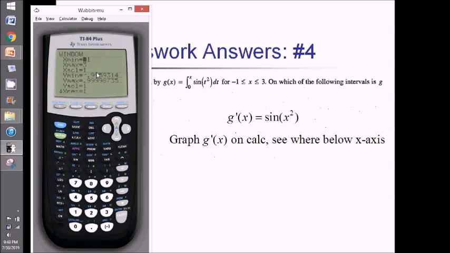And let's see here. I'm going to go to window and make sure I'm going from -1 to 3 because that's the interval they said to graph it on. I'll do a zoom fit for this. Guaranteed to get the perfect window for this function between -1 and 3. And I can see there's only one place in between here where we're dipping below the x-axis. So I'm going to do second trace, and let's figure out what the zeros are there.